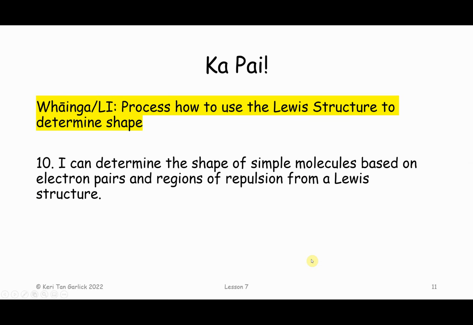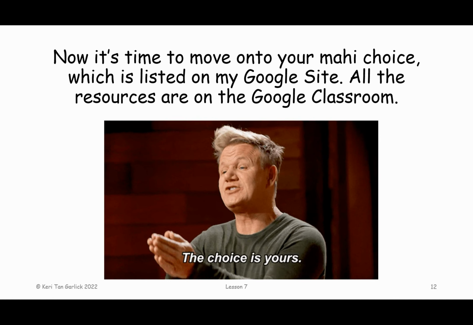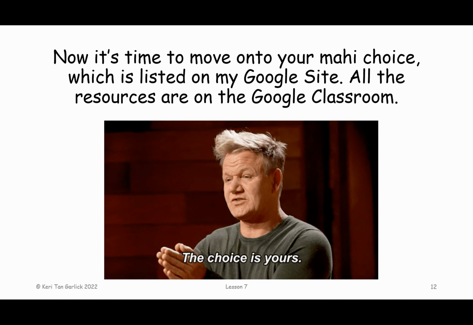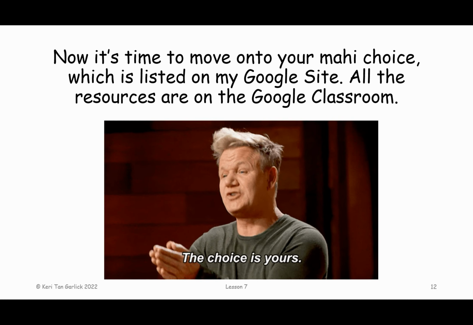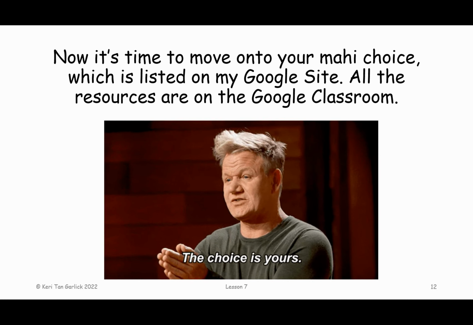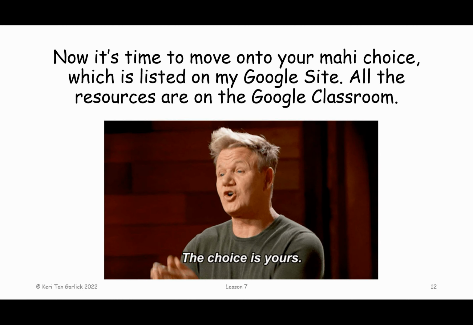All right, cool. So to recap, you should be able to use the Lewis structures to determine shapes. And with that shape, you should be able to justify it based off of the electron pairs, how many atoms are bonded, and the repulsion theory. So go ahead and move on to the Mahi choice. Like I said, it's all listed on my Google site. You're not expected to do all of it. It's just to give you some choices, and all the resources are on the Google Classroom. The last task for this week is going to be a CPR quiz. So make sure you have a good practice on Lewis structures and shape before you attempt that CPR quiz.